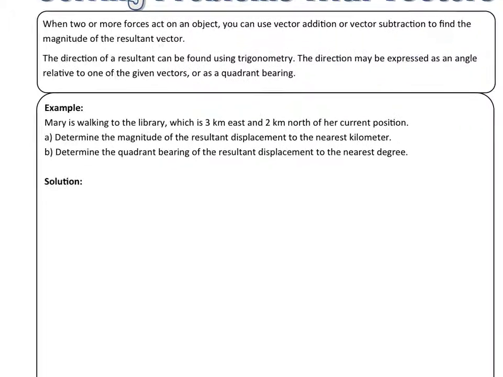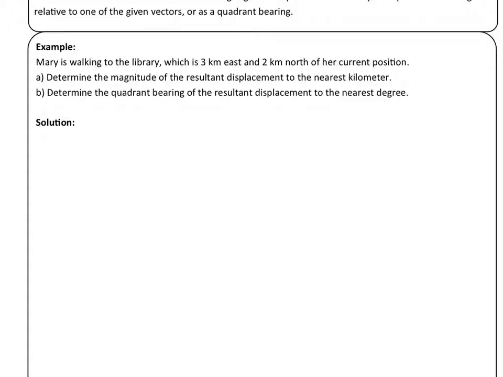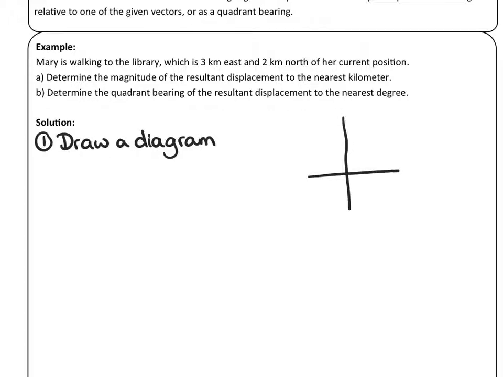The first thing I'm going to do, some of the questions will ask you to do this, some won't, is draw a diagram. When we're working with vectors, what I usually do is draw a north. I'll draw a compass, east, west, because it will be nice and easy to put the vectors on the compass and then find out the direction and whatnot.